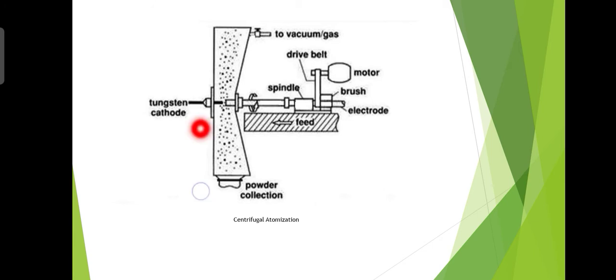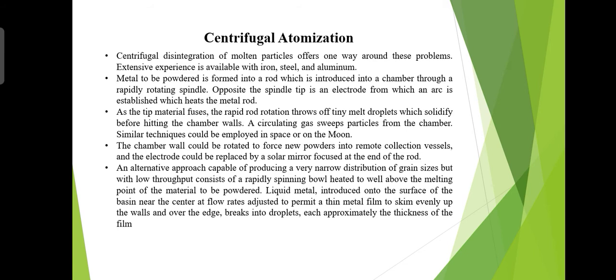This one is the tungsten cathode, and this is the spindle, vacuum gas, drive belt, motor, brush, and electrodes. This is the feed direction. Centrifugal disintegration of molten particles offers one way around these problems. Extensive experience is available with iron, steel, and aluminium, and the tip material fuses as the rod rotates and throws off tiny melt droplets which solidify before hitting the chamber walls, and a circulating gas sweeps the particles from the chamber.